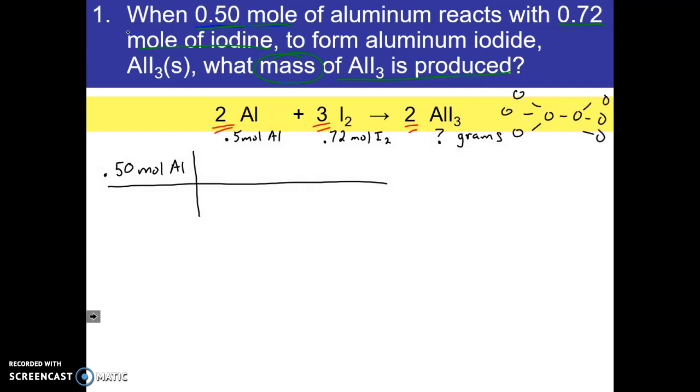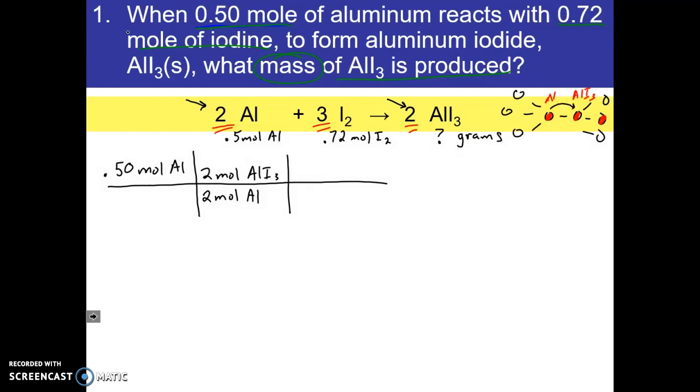I'm going to go from moles of aluminum, and I'm going to have to get into moles for AlI3, a different compound, and then I'm going to have to go into grams. So this is a 2-step process. What is my mole-to-mole ratio? Well, I have 2 moles of aluminum for every 2 moles of AlI3.